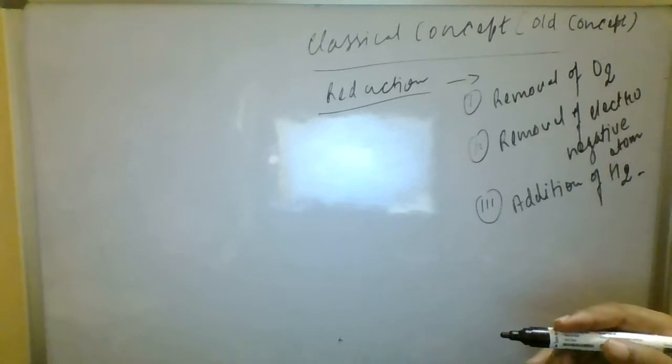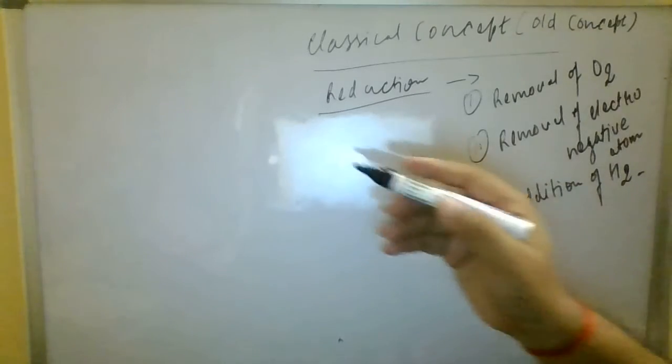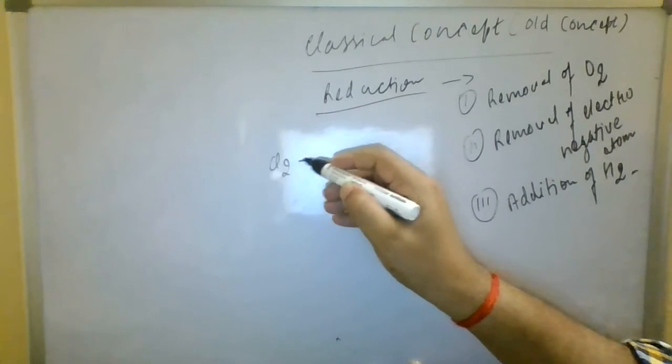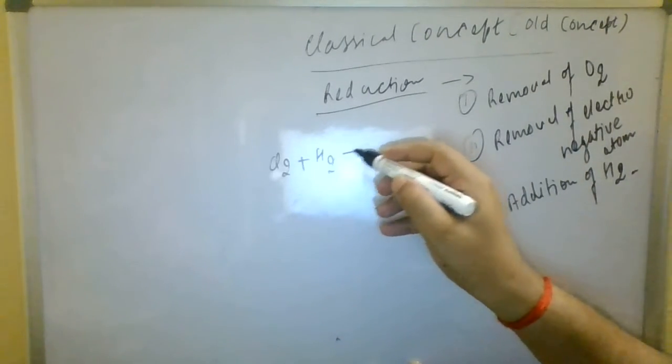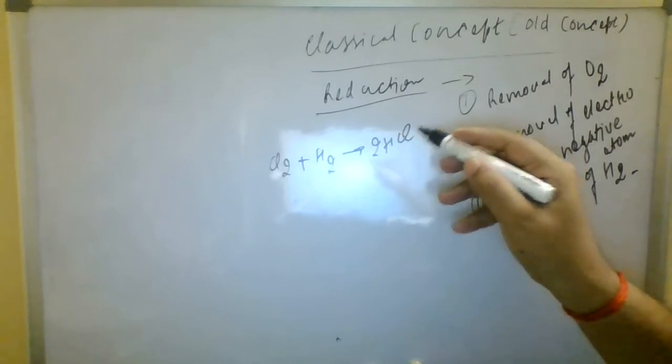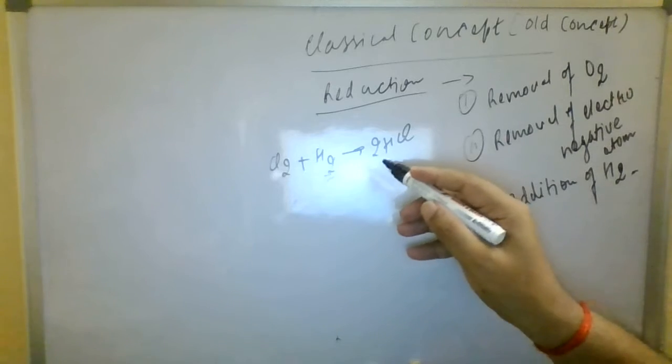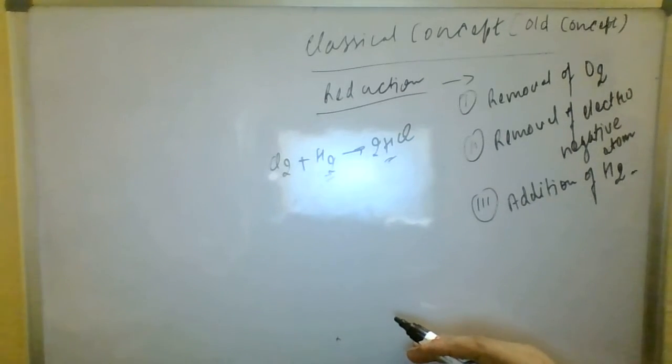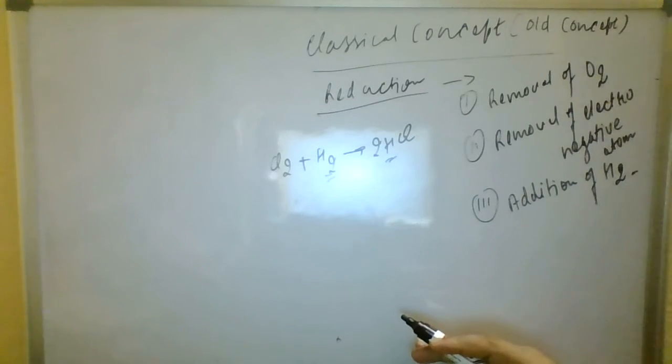To understand with the help of examples, see, we have Cl2 and you are treating it with H2, so it gives 2 HCl. Here the addition of hydrogen is taking place. So it is an example of a redox reaction.